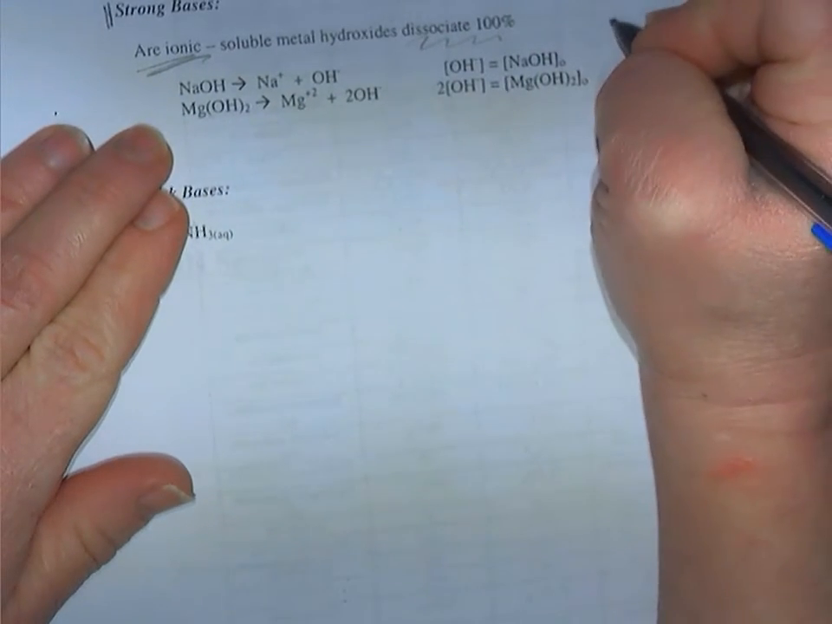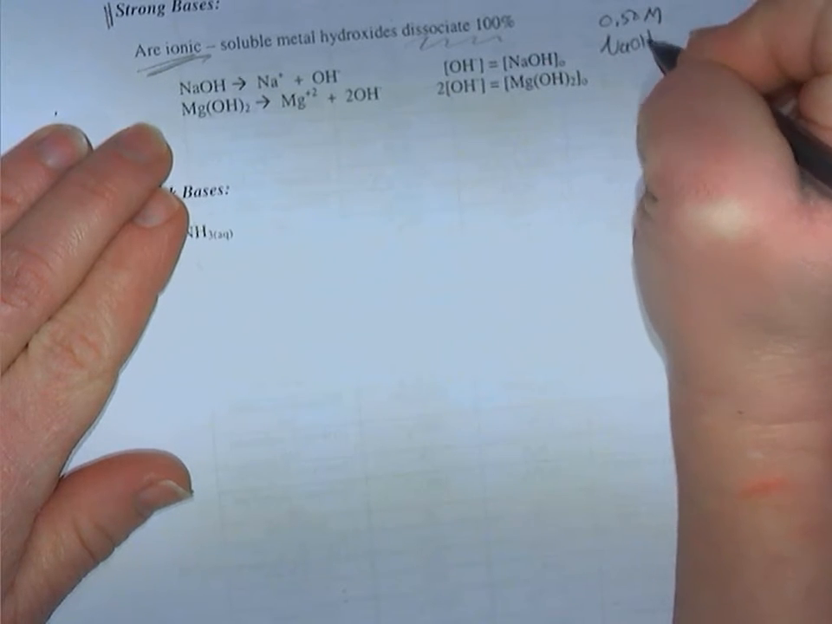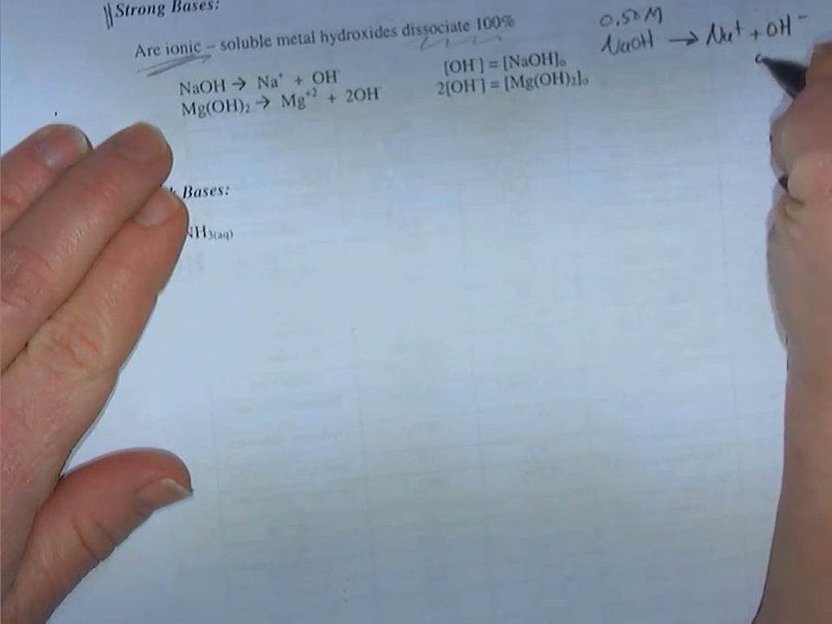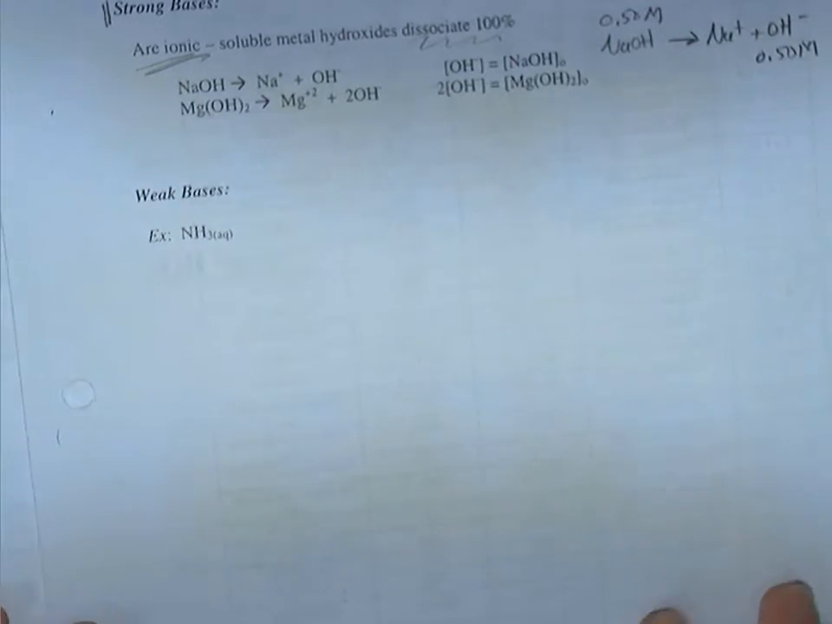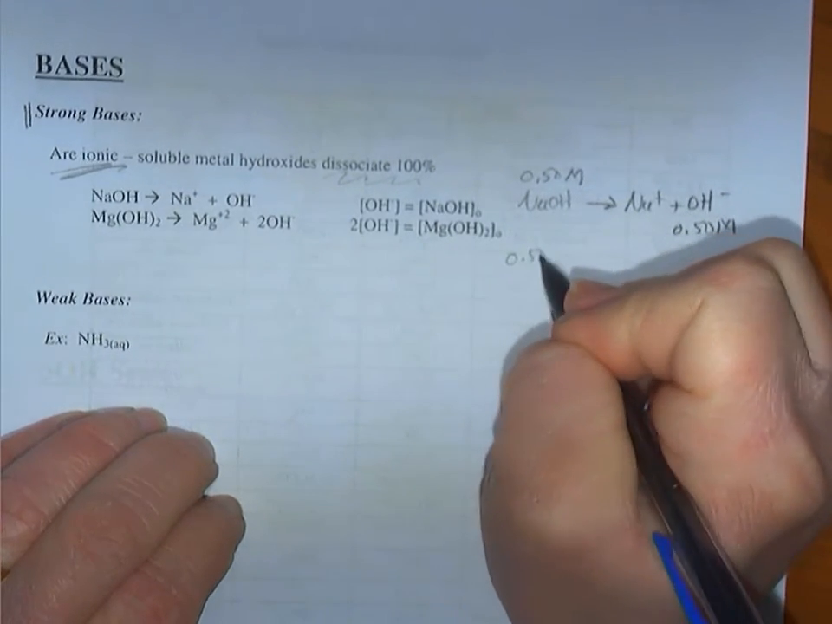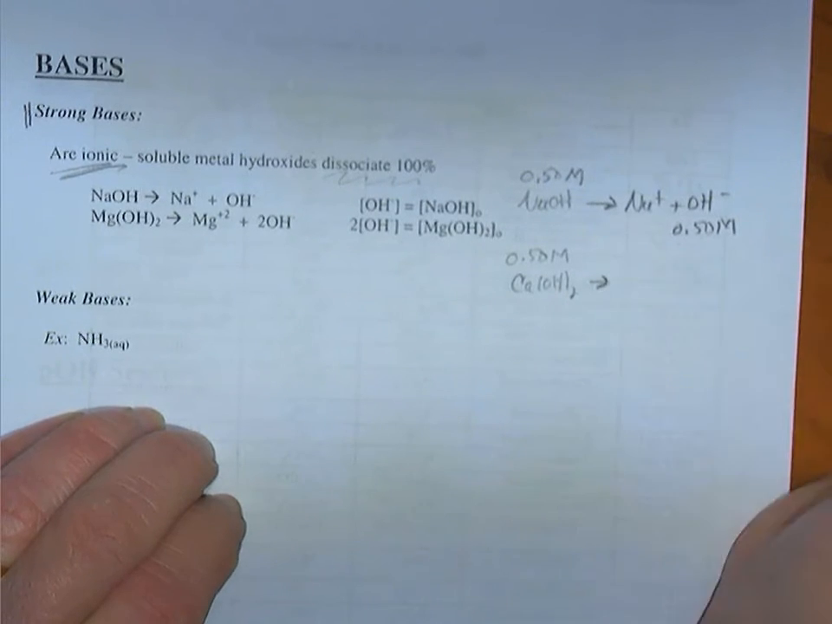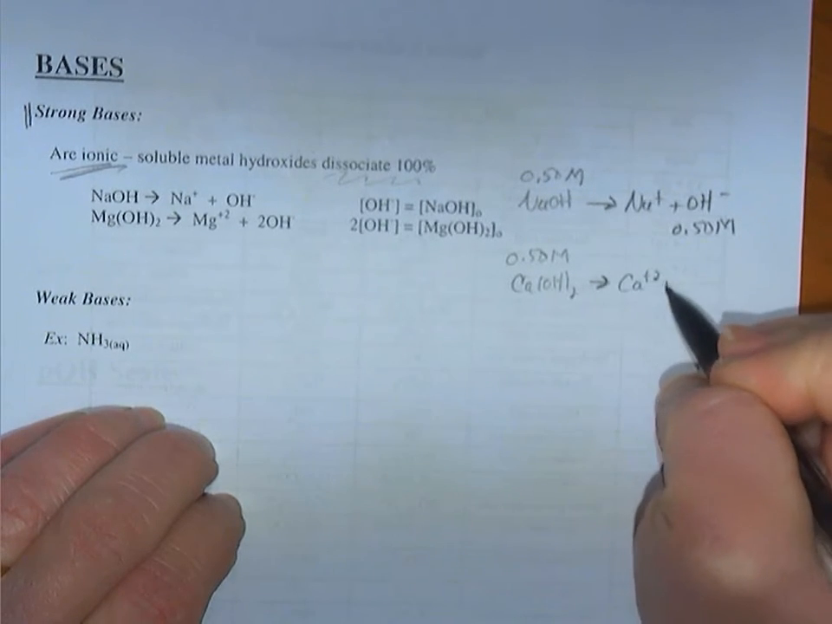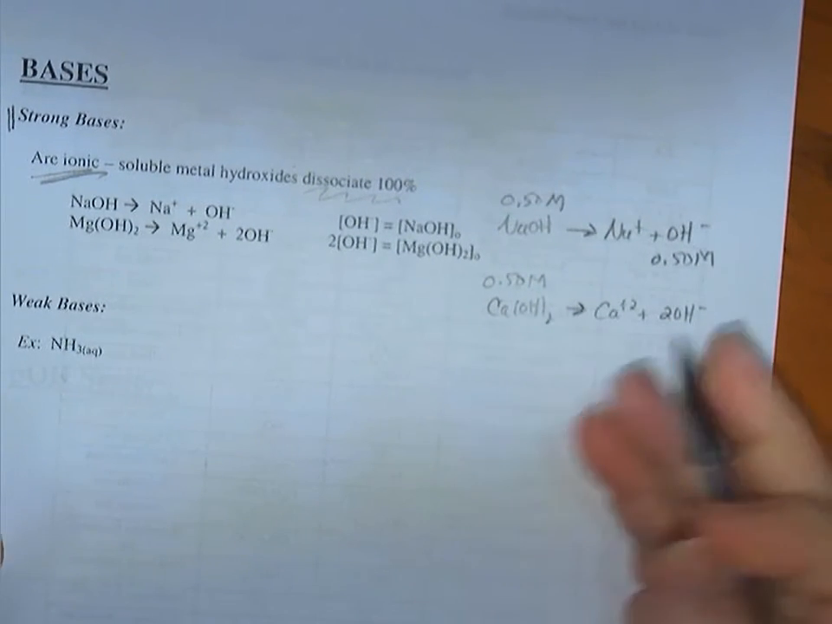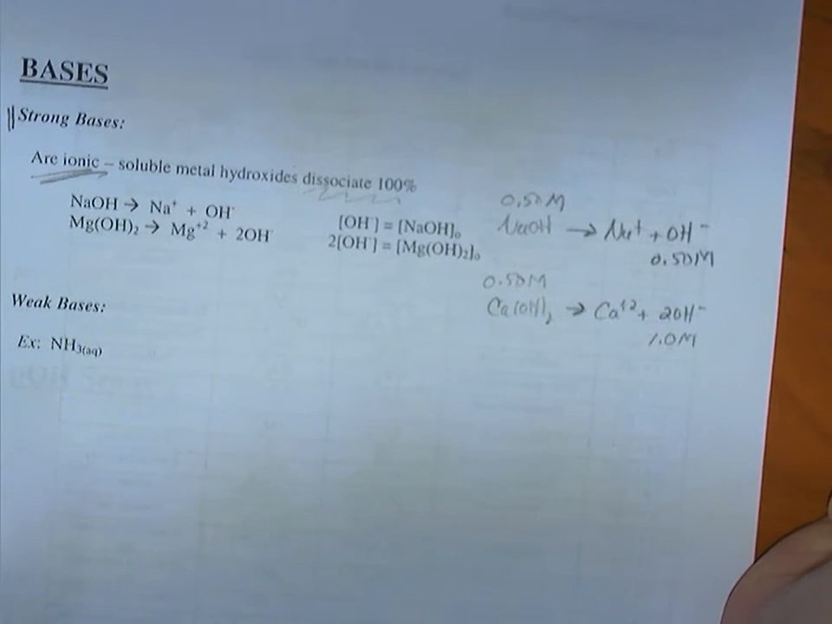So if we would have a solution of 0.5 molar sodium hydroxide, well, we understand that will dissociate to give us then 0.5 molar of hydroxide. Where if it would be 0.5 molar calcium hydroxide, we just have to be on guard to realize, of course, we're going to get 2 hydroxide ions for every 1 calcium hydroxide. So the concentration of this will be 1 molar in that case.